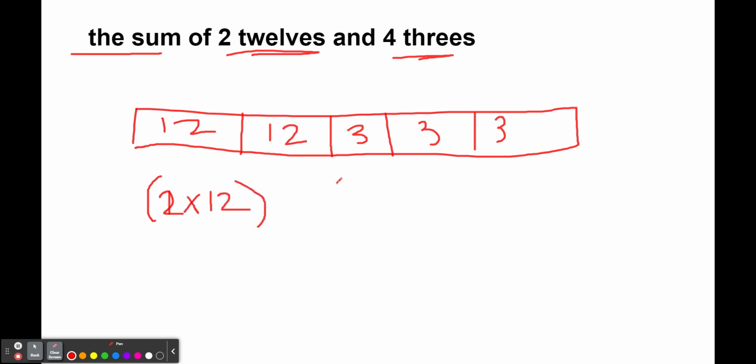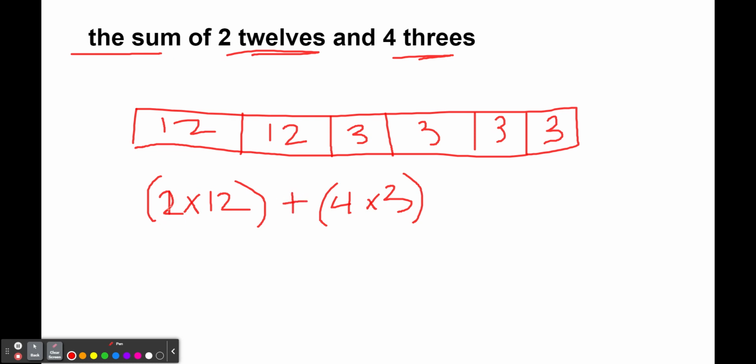And then I also have, I forgot one. I also have 4 groups of 3. I have 4 3s. Right? Now I want to find the sum of both of these. So that means I have to add these together.